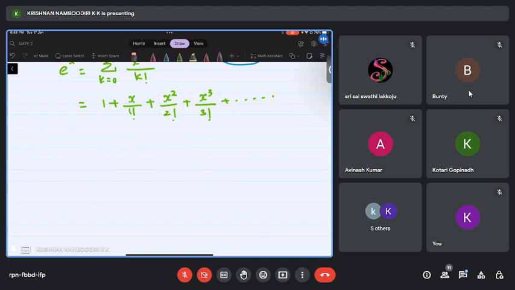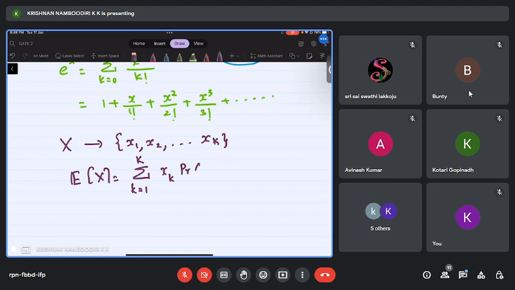Say X is a discrete random variable. X can take values, say x1, x2 up to some capital K. Then the expectation of X is nothing but summation over some small k running from 1 to capital K, x sub k into the probability of X taking value x sub k. Okay, so this is a more general definition.